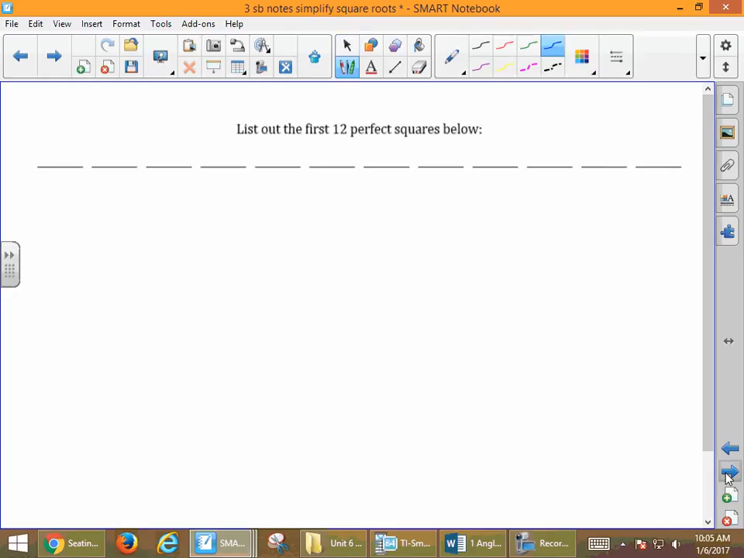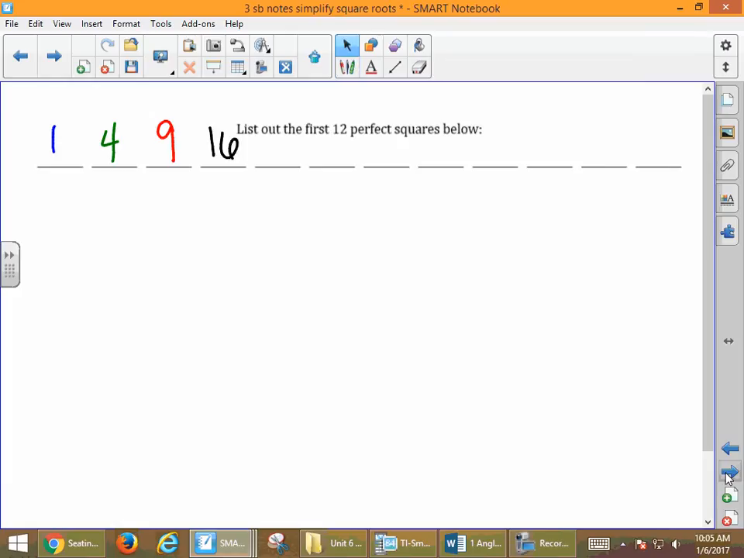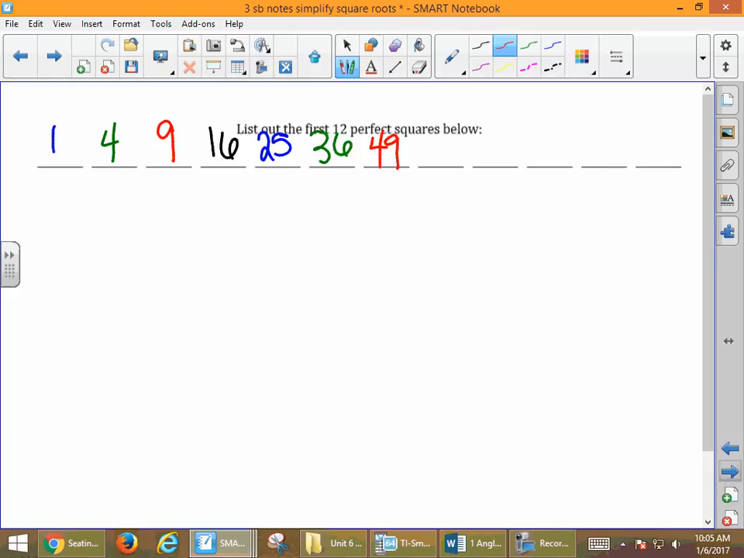And they are squared. 1 squared means 1 times 1, which is 1. 2 squared means 2 times 2, which is 4. 3 squared means 3 times 3, which is 9. 4 squared means 4 times 4, which is 16. 5 squared means 5 times 5, which is 25. 6 squared means 6 times 6, which is 36. 7 squared means 7 times 7, which is 49. 8 squared means 8 times 8, which is 64.